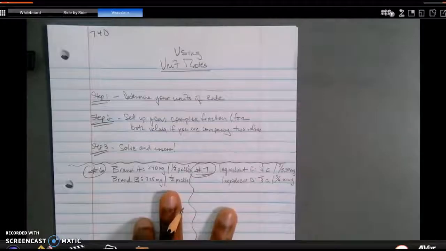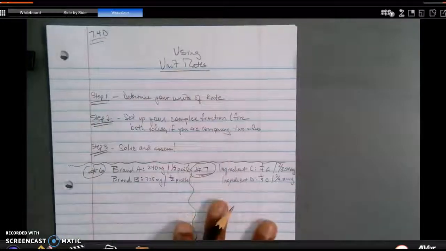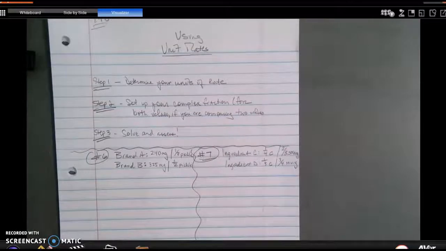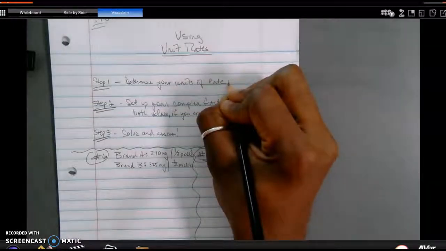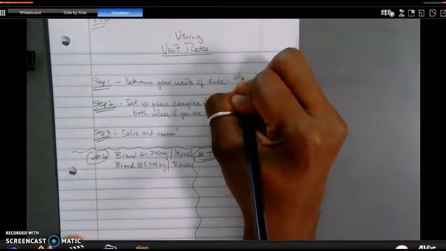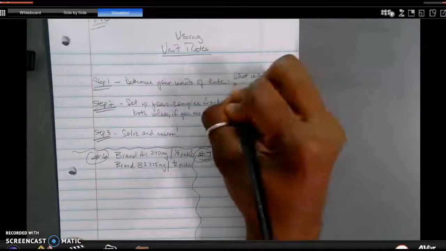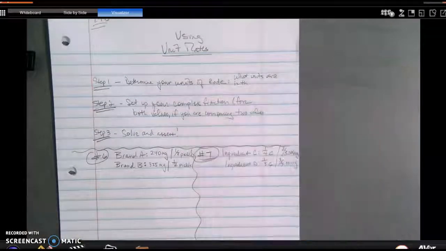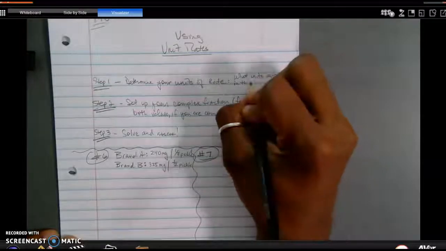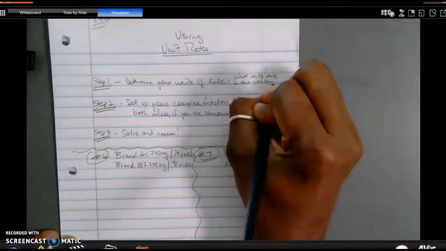Now, when using unit rates, and this is 7.4D, by the way, that TEKS, step 1 says that we're going to determine our units of rate, meaning that there should be two different units, okay? And what units are actually in the problem? When I say units, I mean, as we just saw, milligrams. A pickle would be a unit. 1 pickle would be a unit. 1 serving would be a unit. Measurements of time could be units. All sorts of things could be units. But what units are in the problem? And I'll talk about that more in just a second.